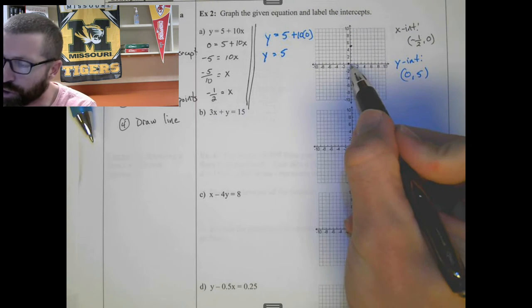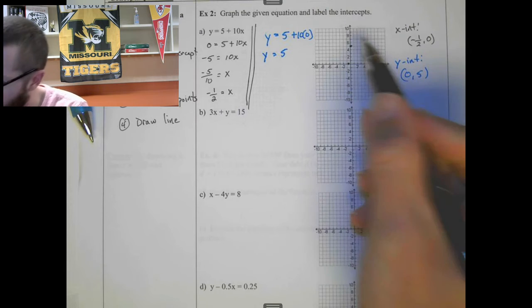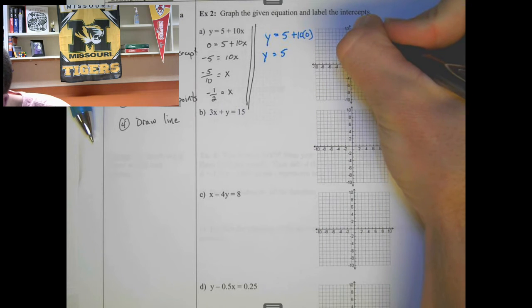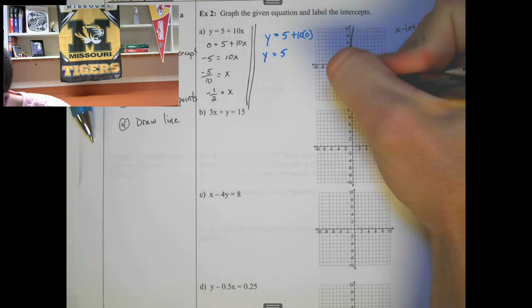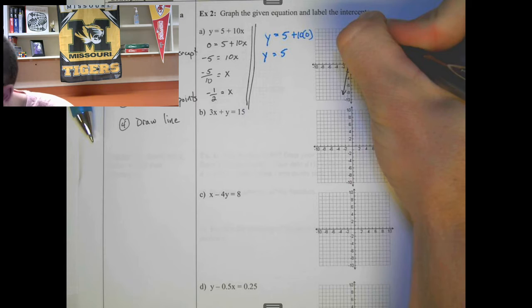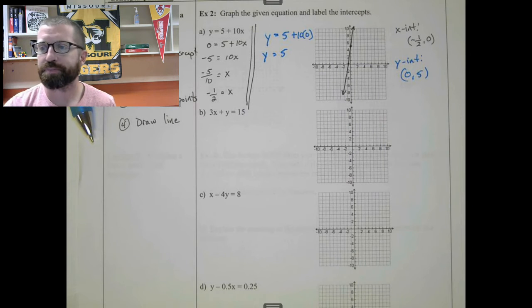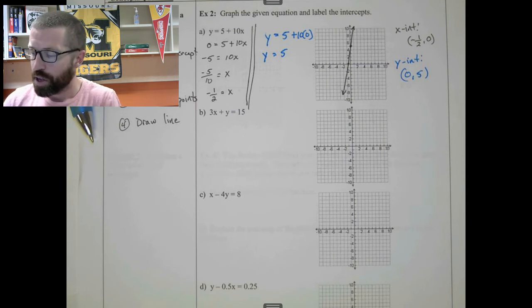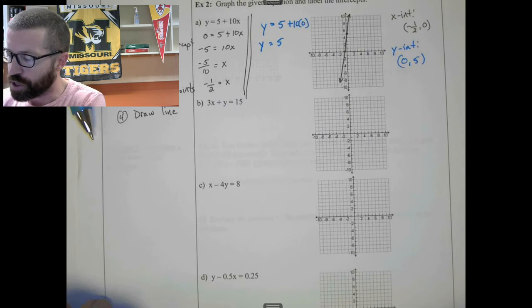So here's my x-intercept. Here's my y-intercept. And then this line's kind of tricky because it's got a really pretty steep slope. But that's what your line looks like. Okay, try B, C, and D using the same method, and then check them with this video.